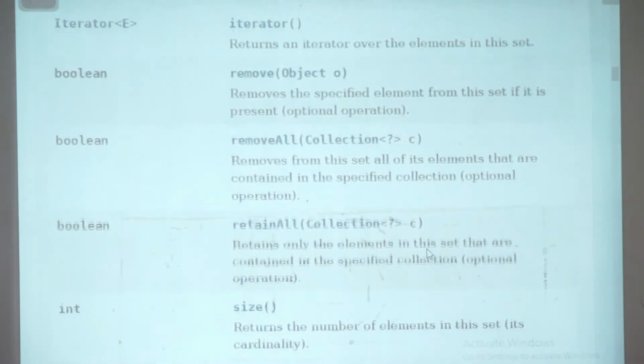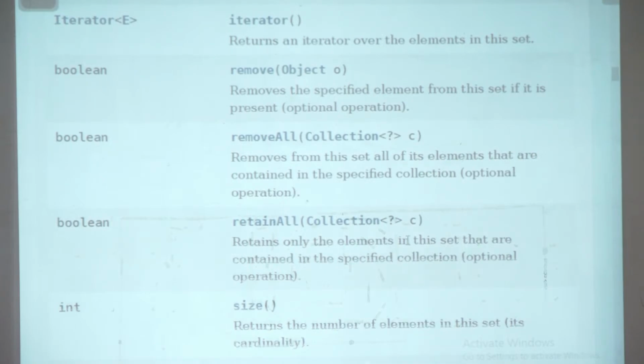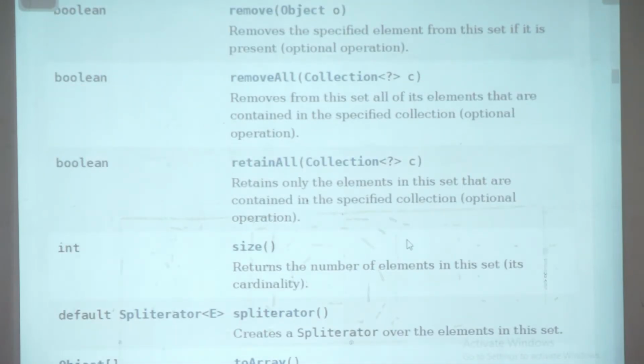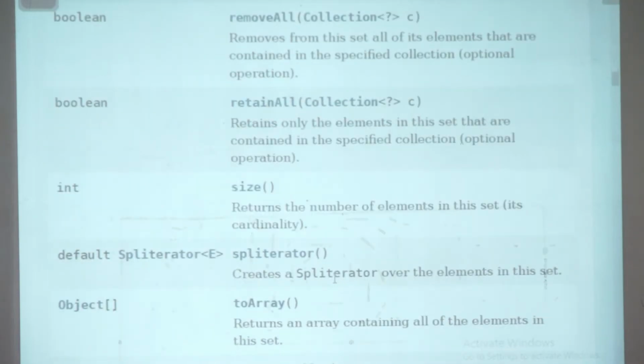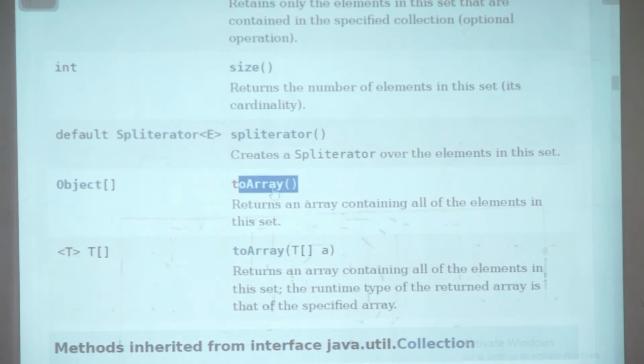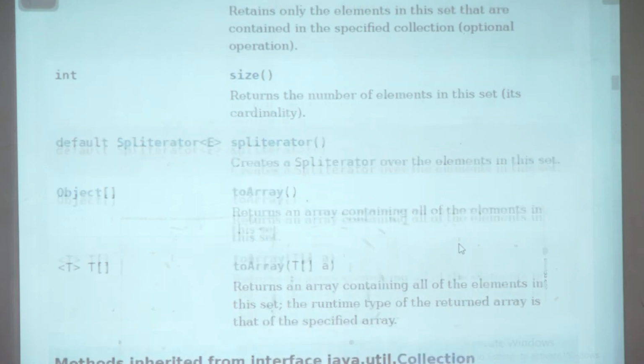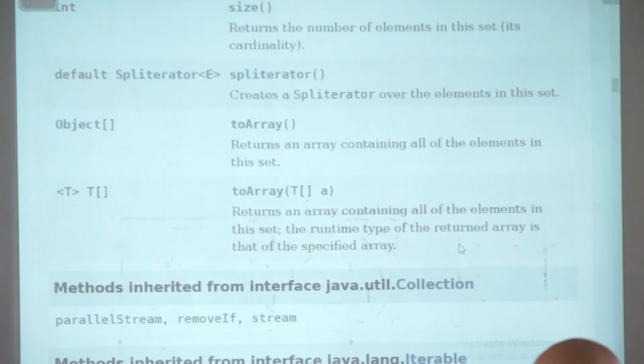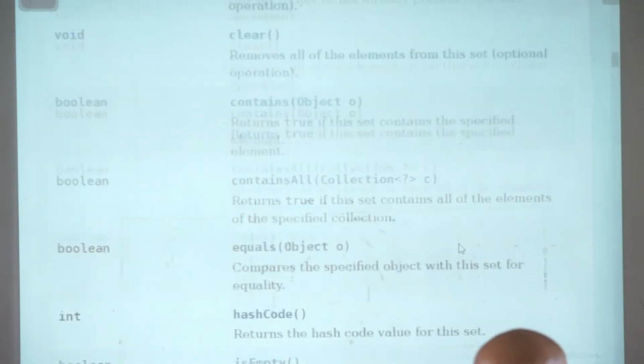Iterator we never use. Remove removes an element. RemoveAll is like a subtraction. RetainAll is like an intersection. We will see this when we need them. Size is the size of the set. Spliterator, we never use it. Converting it into an array, we don't use it. That's it. So the most common methods used on a set are 2, 3 maybe.